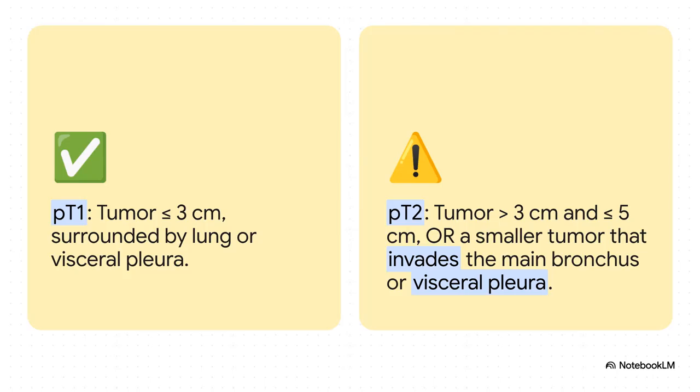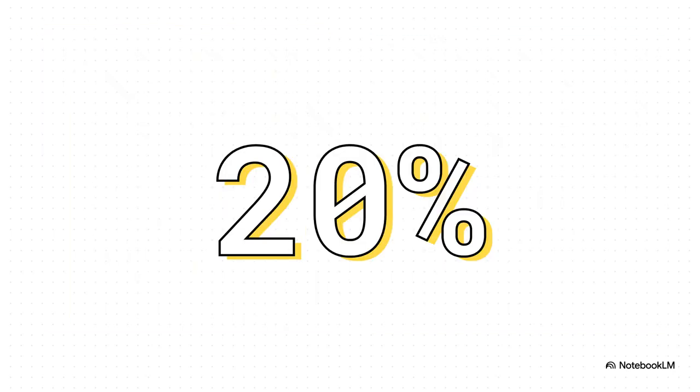Let's just look at a quick comparison. A PT1 tumor is 3 centimeters or less, and it's nicely contained. Simple enough. But a PT2 tumor can either be a bigger tumor, sure, or it can be a smaller tumor that has one of those aggressive features we talked about, like that visceral pleural invasion. This really shows you how a specific type of invasion can make a small tumor behave like a much larger one.